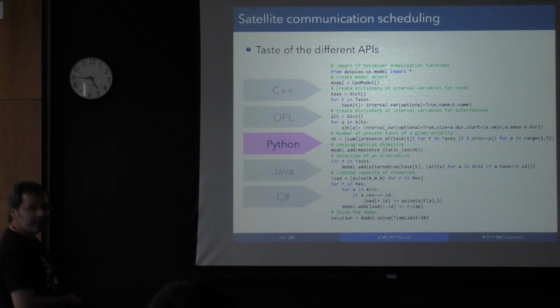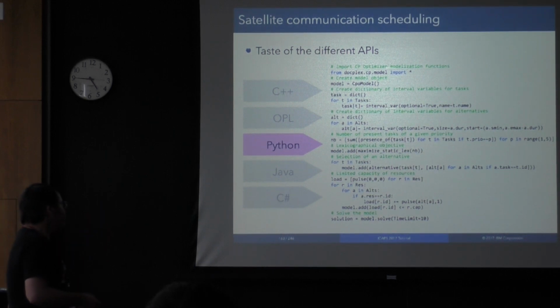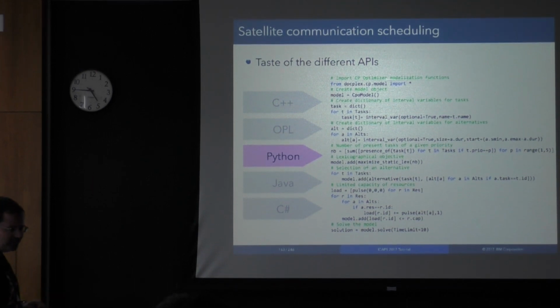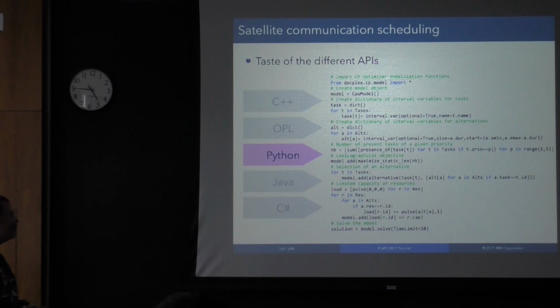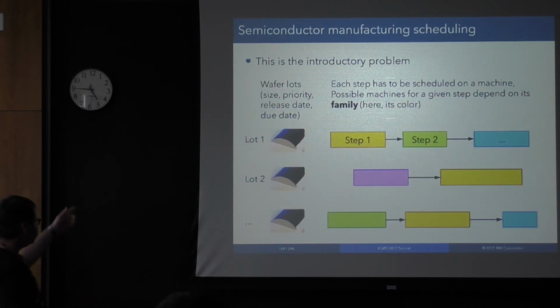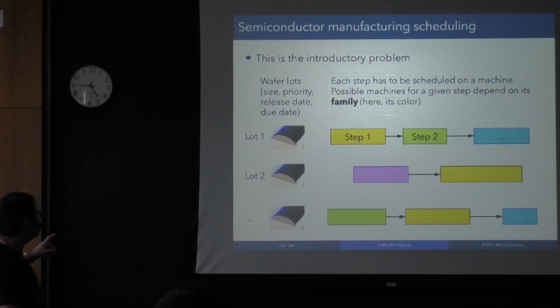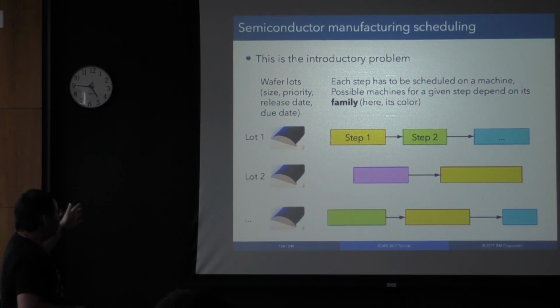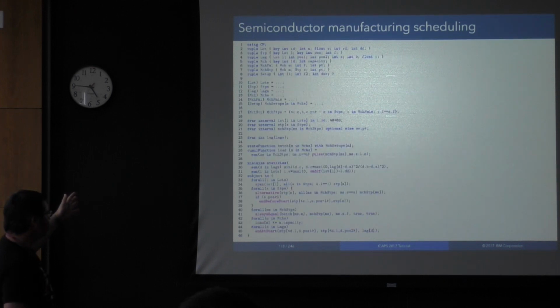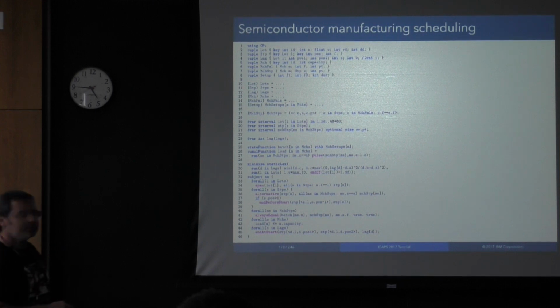And this is the same one in Python. It is shorter. Sometimes Python models are even shorter than OPL ones, because you can do smart things. Sometimes here it's a bit longer, but okay. So you remember the introductory problem? These are the same slides describing the problem, but here is a complete model for it.